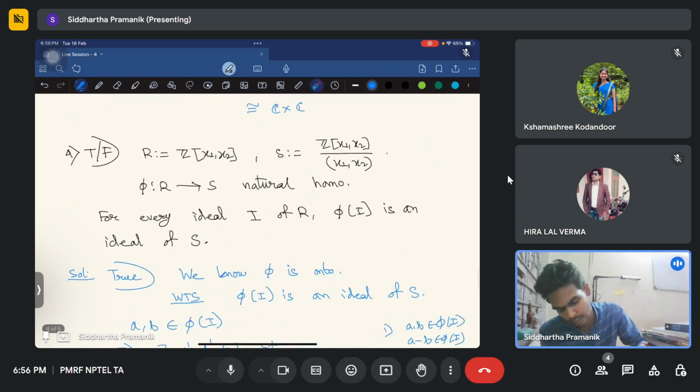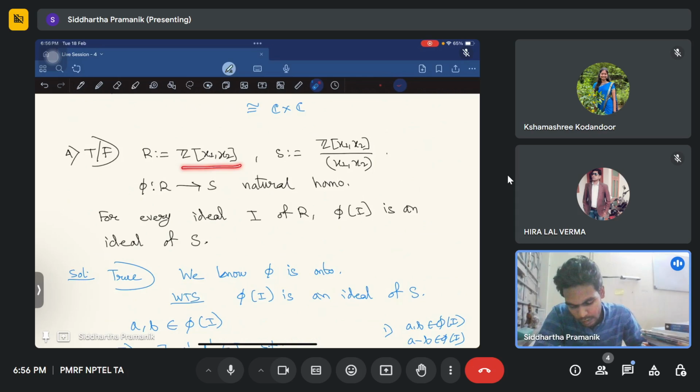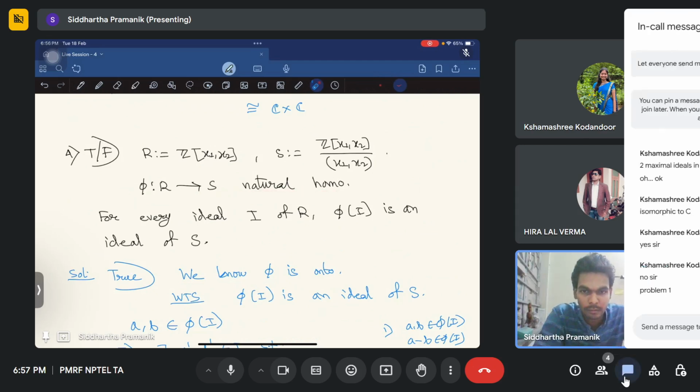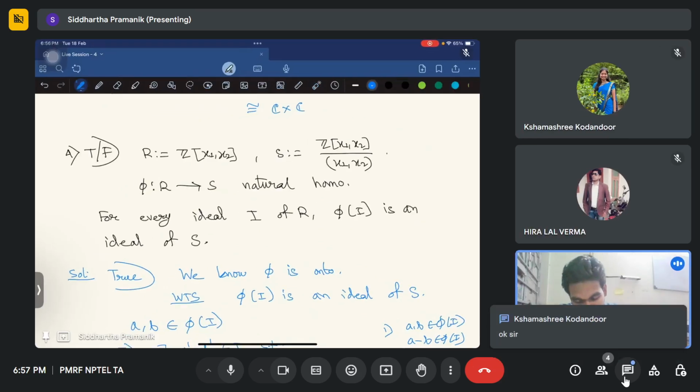So there is no role of this particular ring. It is true for any ideals in R. R is a polynomial ring in two variables. You can take any polynomial and generate an ideal. You cannot say any particular thing because this is not a principal ideal domain. This is just a ring, and that does not matter here. This result is true for any surjective homomorphism, and since it is a natural homomorphism, it is a surjective homomorphism. Yeah, okay.